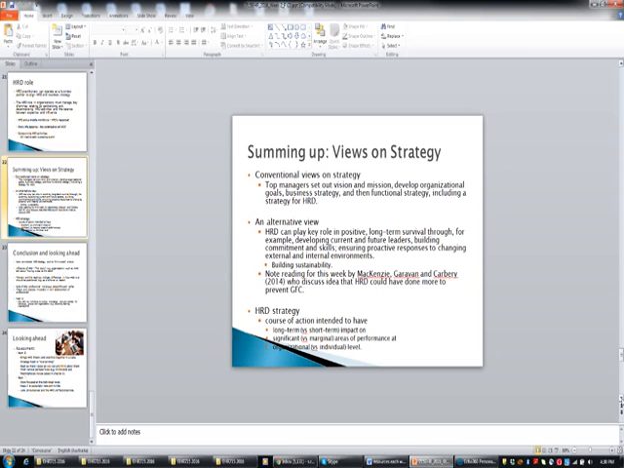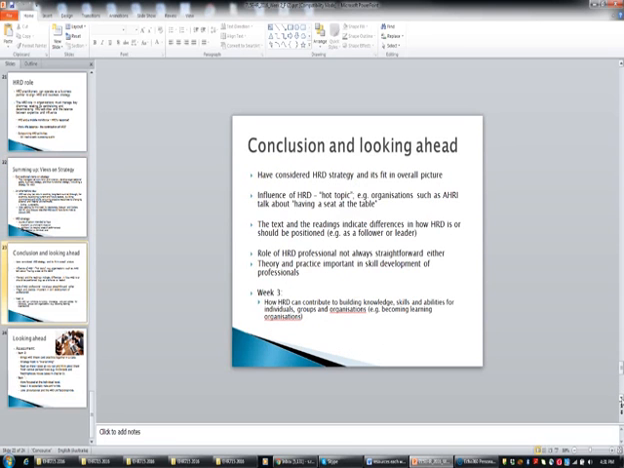Please also have a read of this article by Mackenzie et al., who actually say that they believe that HRD as a profession could have done a lot more to prevent the GFC, which is a really important thought, I think, at this moment. So HRD strategy, in essence, is intended to have long-term impact versus short-term, significant versus marginal areas of performance, and it really is about the organisational level. So we've considered HRD as a strategy. The influence of HRD is quite a hot topic. The Australian Human Resource Institute often talks about needing and having a seat at the table of top management. There's a number of books and resources that allow you to really think about these ideas, and the role of HRD professional is not always straightforward.